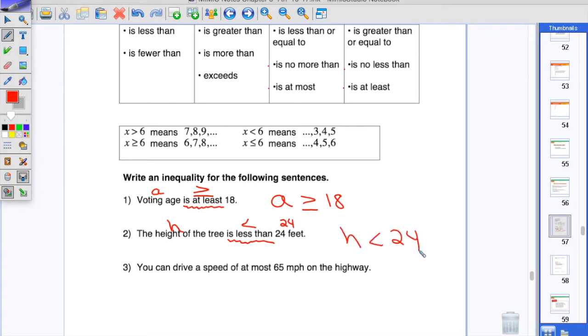So that means that the height of the tree could be 23 feet. It could be 12 feet. It could be 2 feet. It could be -2. It could be just under the ground beginning to grow. But it cannot go over or be equal to 24 feet.